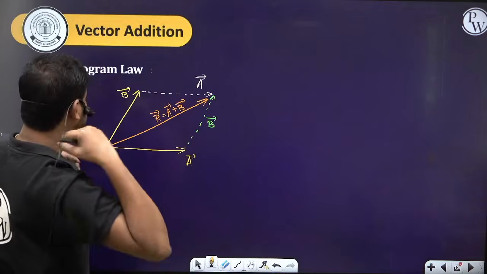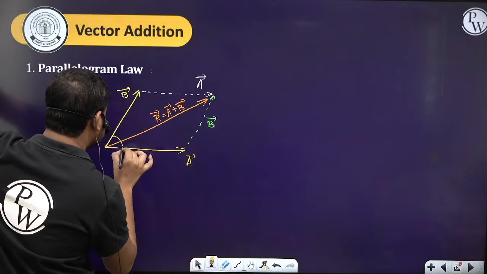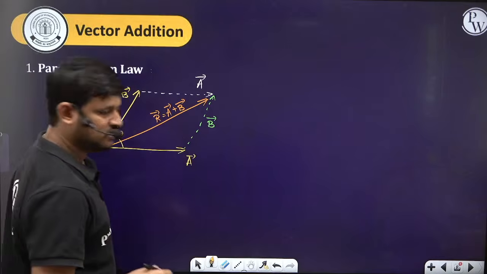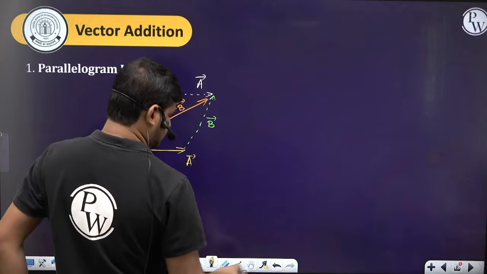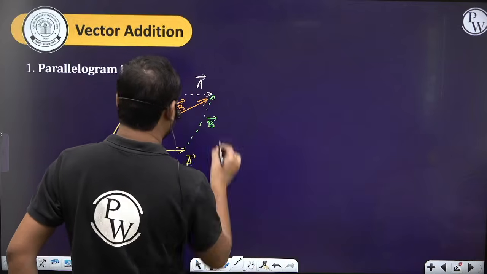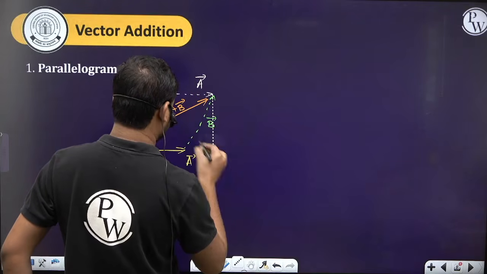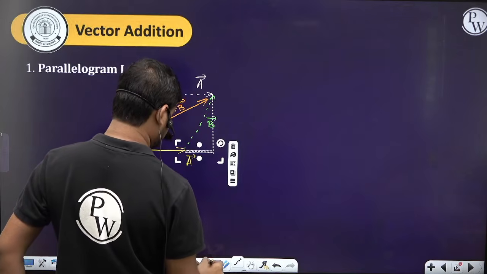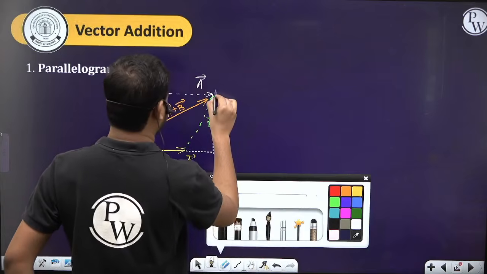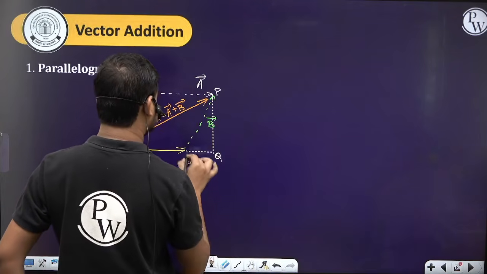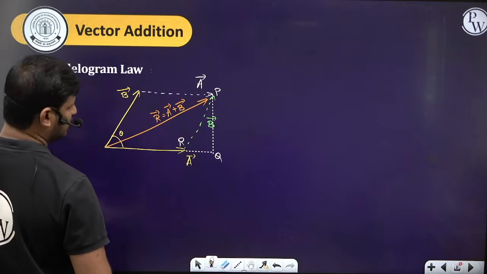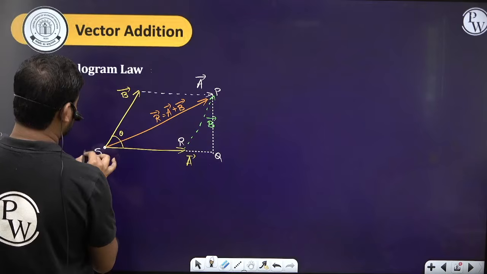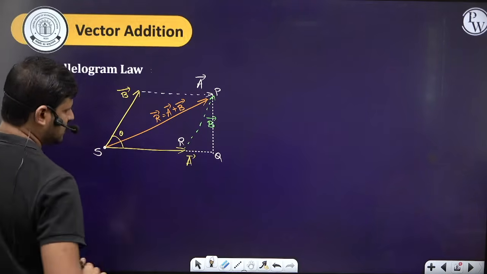Let's consider the angle between these two vectors, A and B, to be theta. Now let's do one thing. I am drawing a perpendicular line from here to here, and then connecting this. Let's name the points: this point as P, this point as Q, this point as R, and this one as S. Let it be P, Q, R, S.